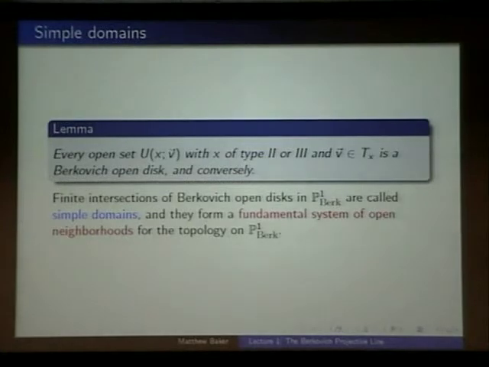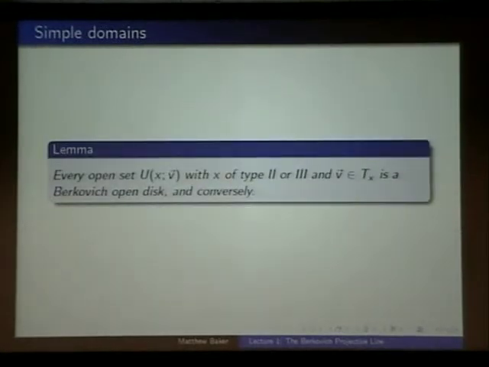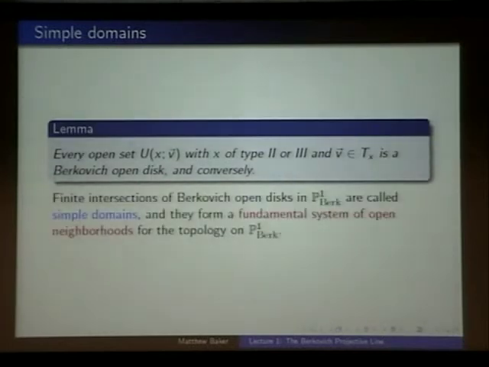And so the lemma is that every open set U_{x,v}, the set of all points you can see looking in a certain direction, with x of type 2 or type 3, namely corresponding to an actual disk, is a Berkovich open disk, and conversely. So this abstract description of Berkovich disks in terms of the absolute value of t minus a being less than r, in terms of the tree topology, just means the set of all points you can see looking in some direction. And finite intersections of Berkovich disks are what I'll call simple domains. And as I mentioned, they form a neighborhood base for the topology.